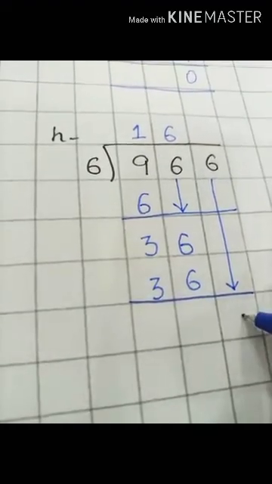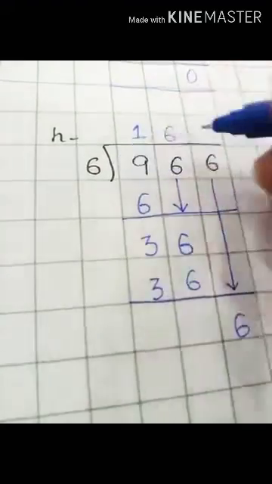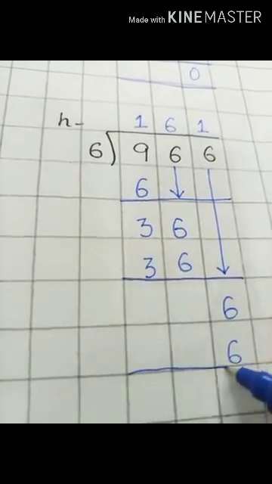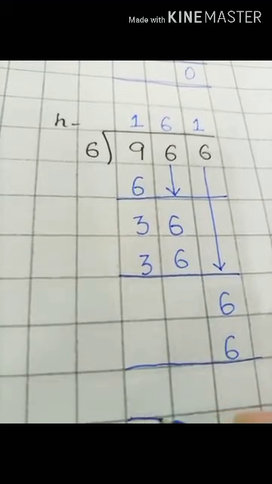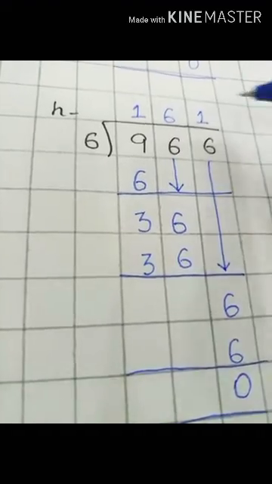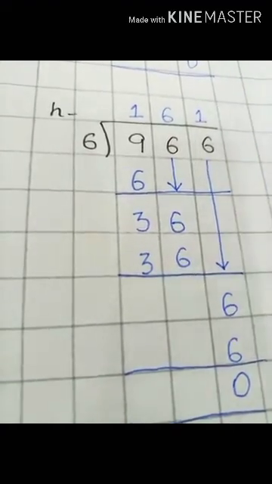Now this 6 is equal to my divisor, so I will write it here. 6 ones are 6. And in the next step we are going to do the subtraction, and in the subtraction 6 minus 6 is 0. Okay, so our quotient is 161.